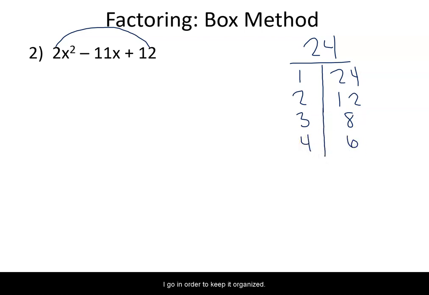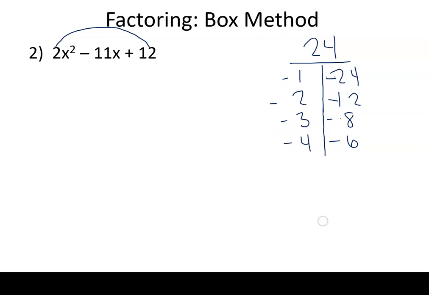I go in order to keep it organized. Now, when they multiply together, it's a positive 24. That means it's going to be 2 positives or 2 negatives. To decide that, you look at the middle number. The middle number is a negative. So that means it's going to be 2 negatives on each side. I always put my signs first. And now I look for which ones add or subtract to negative 11.